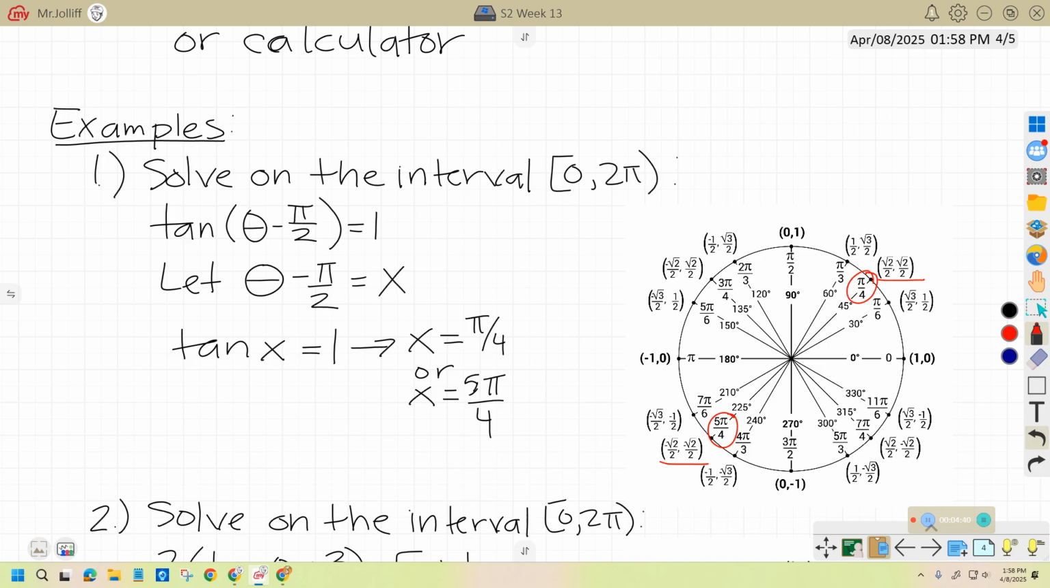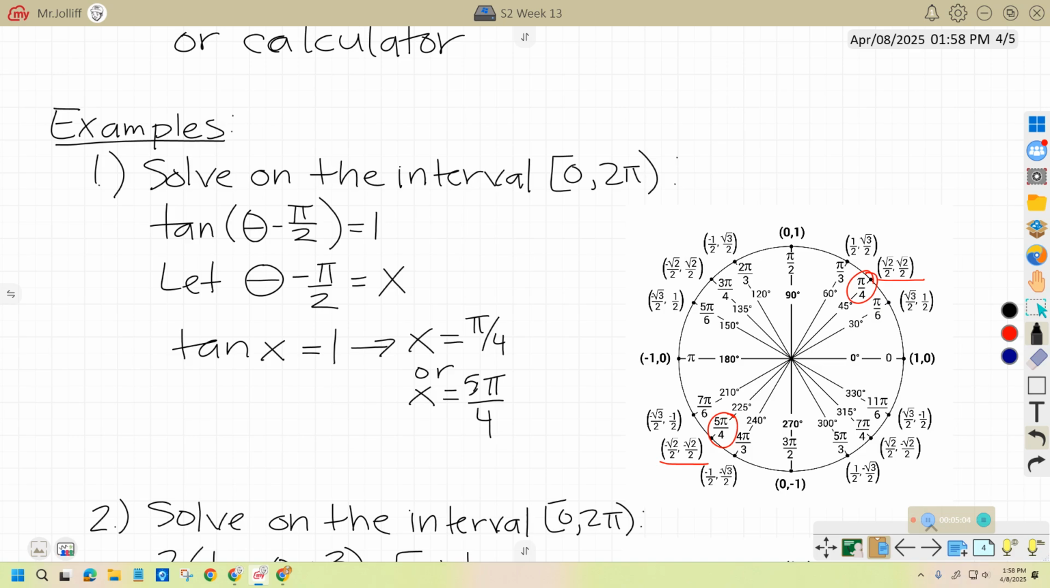And normally we'd be done. But we're not done because the variable we were asked to find wasn't x. What were we actually solving for? That theta minus pi over 2. So I'm going to go back to what x is equal to and resubstitute in theta minus pi over 2 for x.